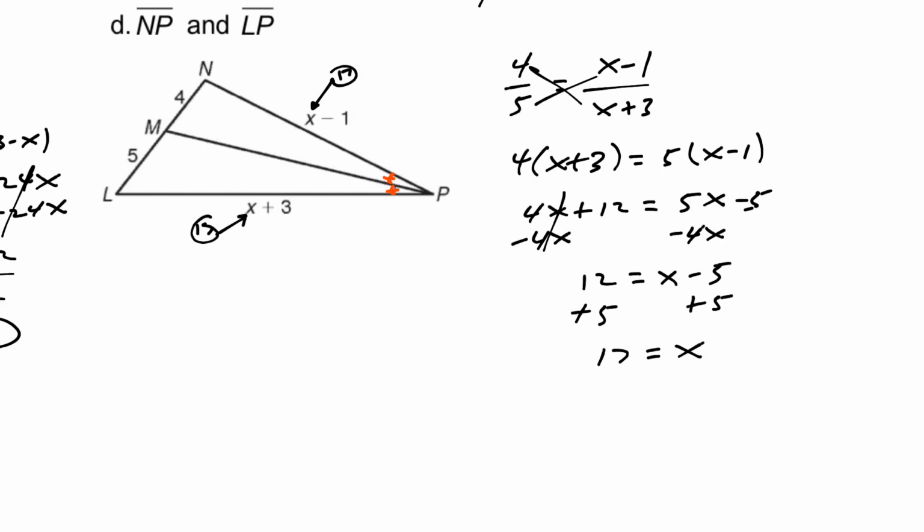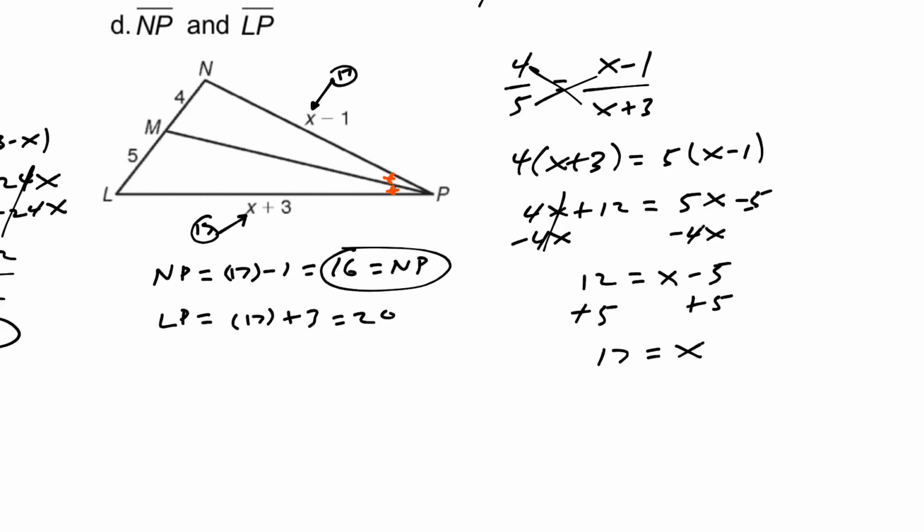So then we have the length of segment NP. That is equal to x minus 1. So we're going to plug in the 17. So we have 17 minus 1, which gives us 16. And then we need the length of segment LP. That is going to be x plus 3, which is 17 plus 3, and that'll be 20. So then let me label both of these again. So 16 is the length of segment NP, and then 20 is the length of segment LP.